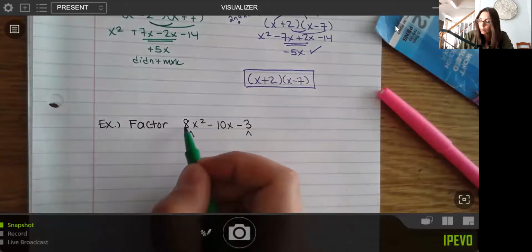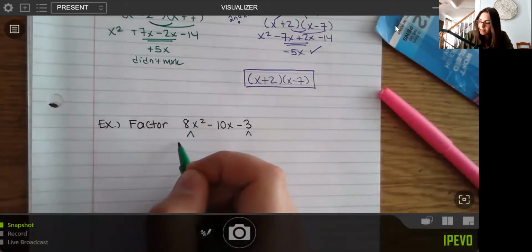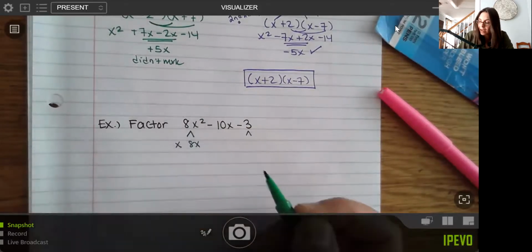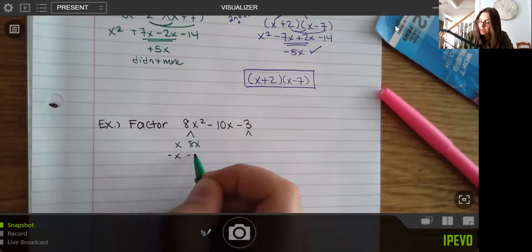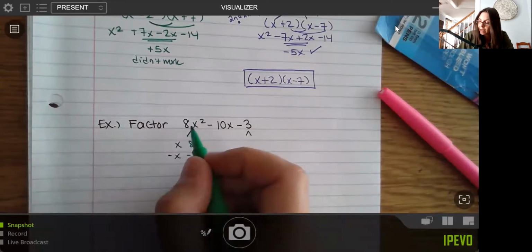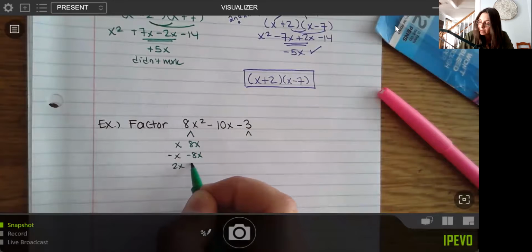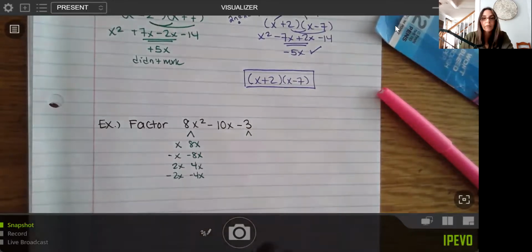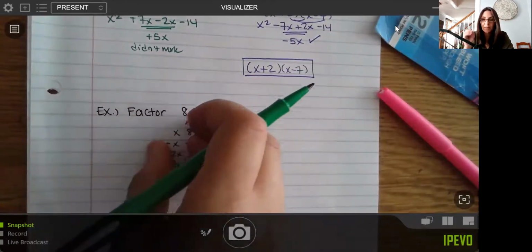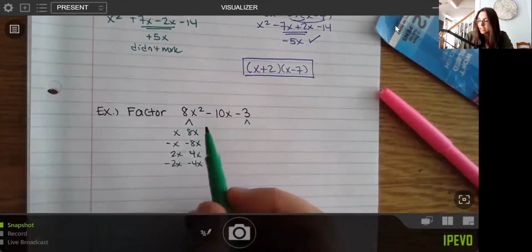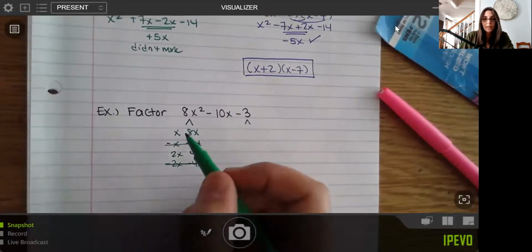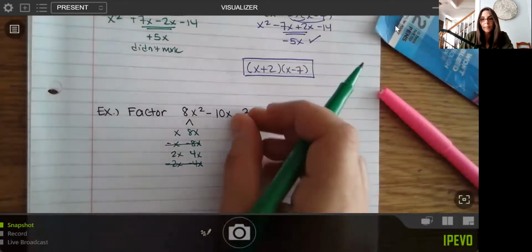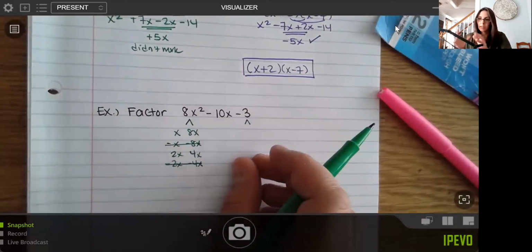So for 8x squared, I could have x times 8x, or I could have negative x times negative 8x. I could have 2x times 4x, or negative 2x times negative 4x. So I'm going to be honest, for my leading term, I like to keep it positive. I just think it's easier. So I'm actually not going to work with these. I'm going to choose to work with positive here. And then for my last term, as long as I have the signs correct, it'll still all work out.